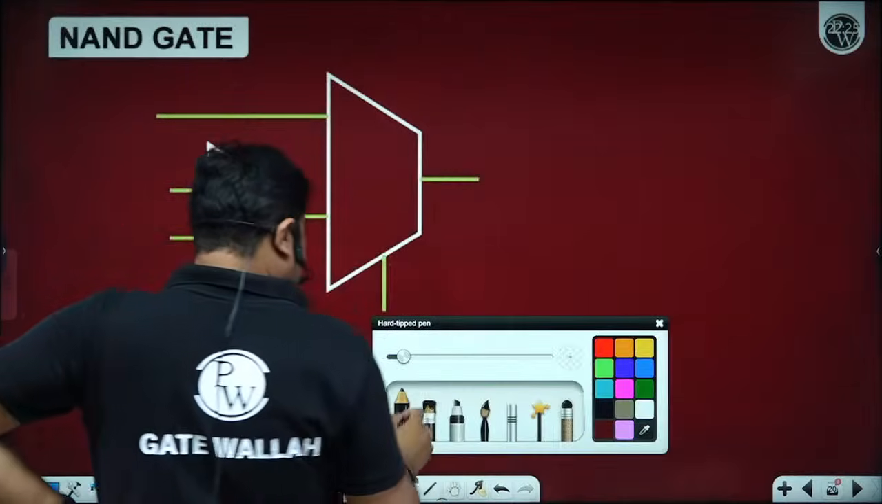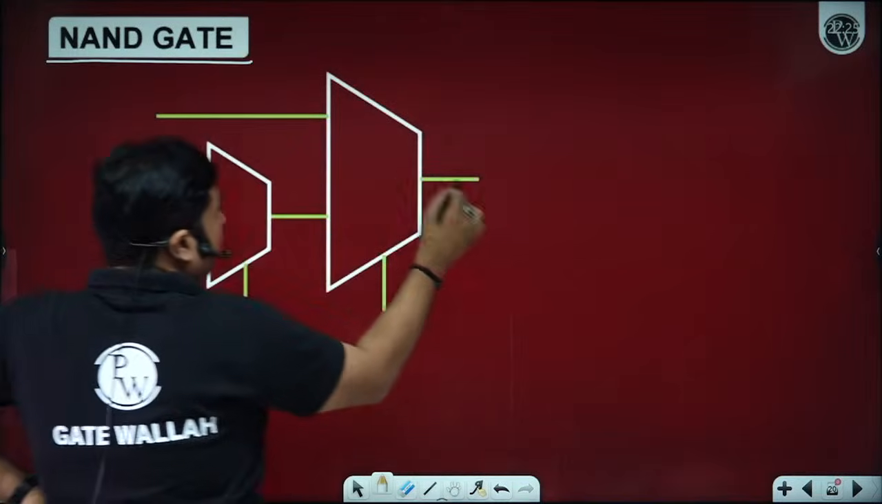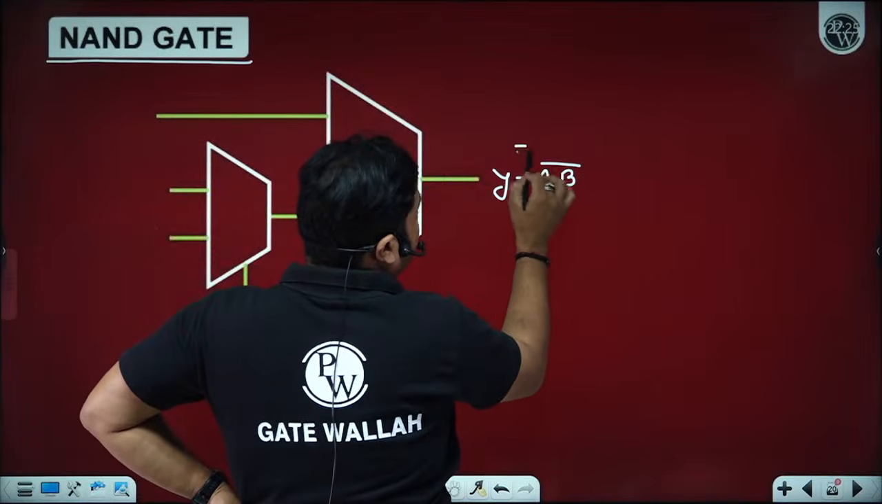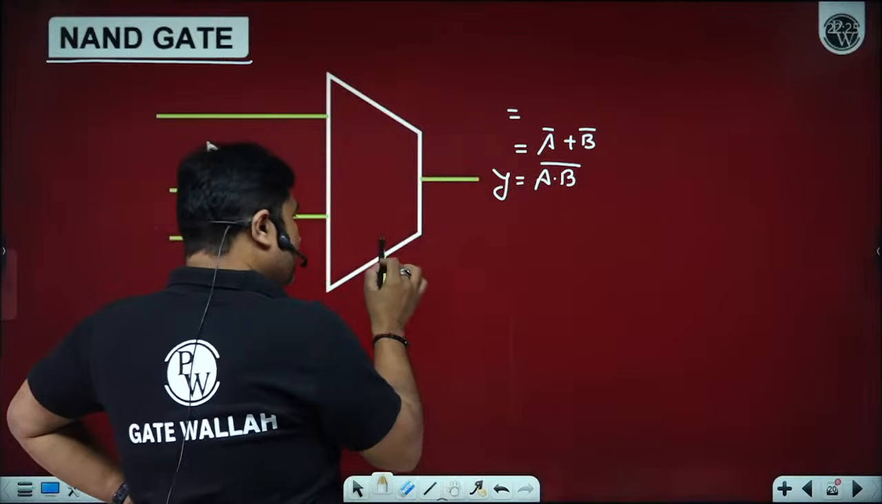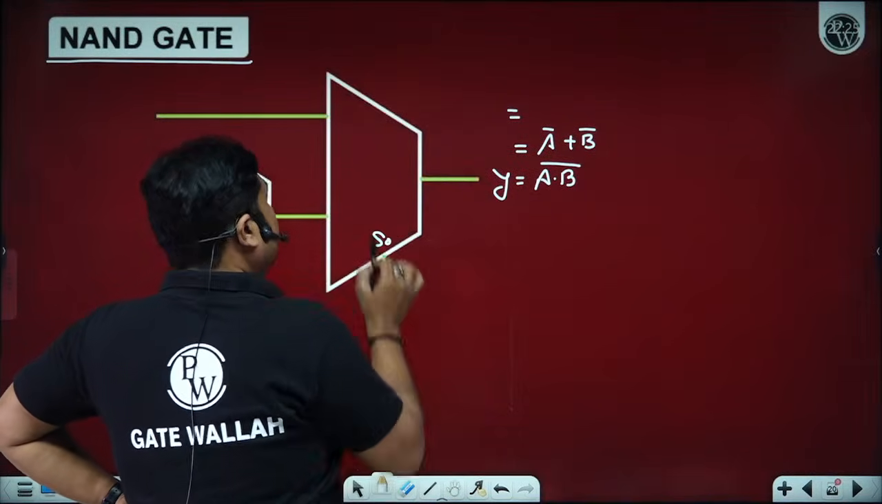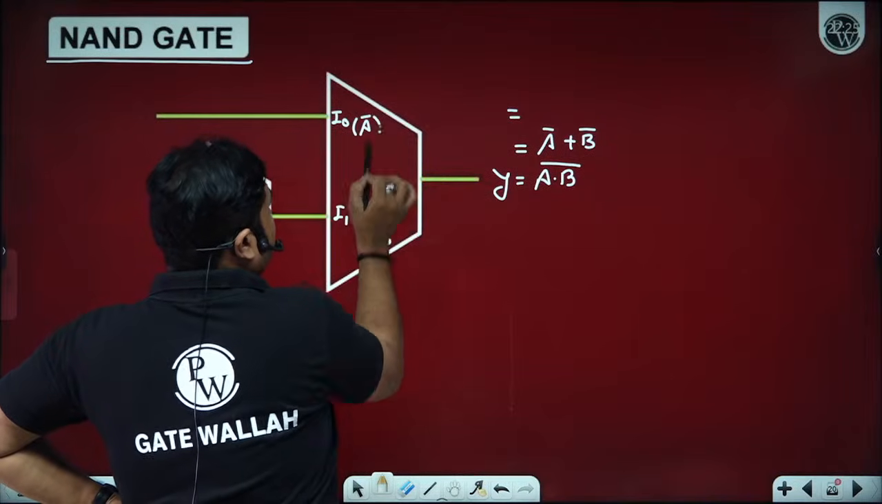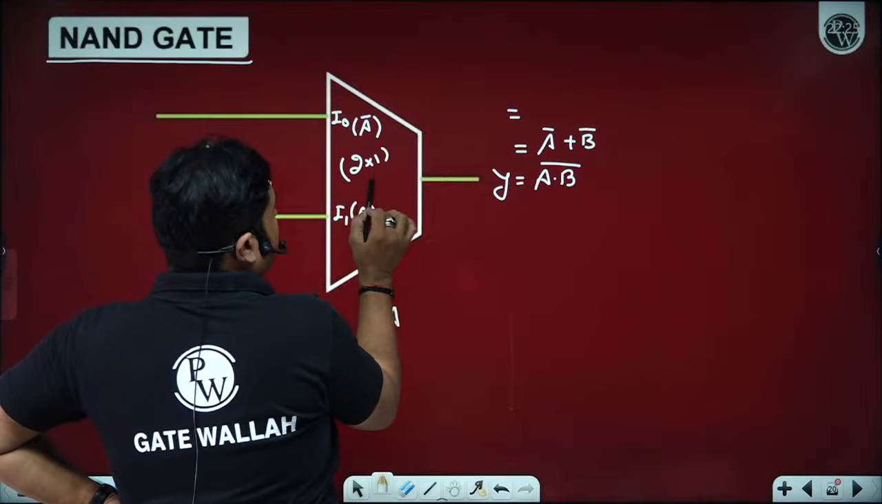Can you implement a NAND gate? A NAND gate will have output y equal to a dot b whole bar, which can be represented as a bar plus b bar. Is it okay? So if I put a onto the select line, because of the select line action, we all know a bar is available and a is available. We have a 2 cross 1 size mux.